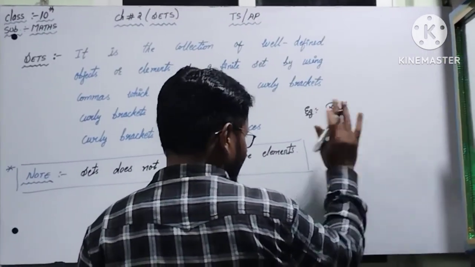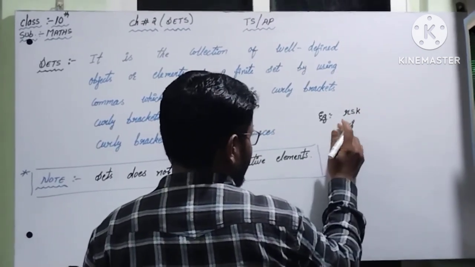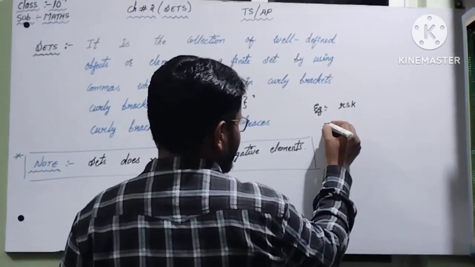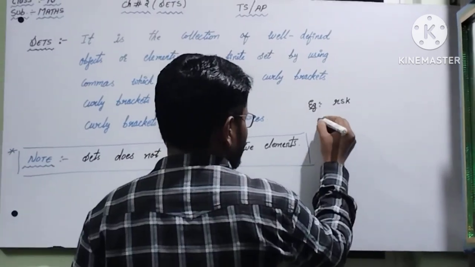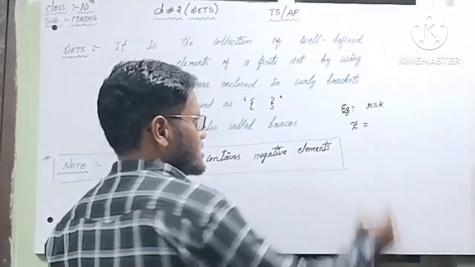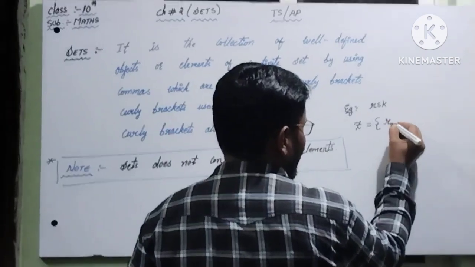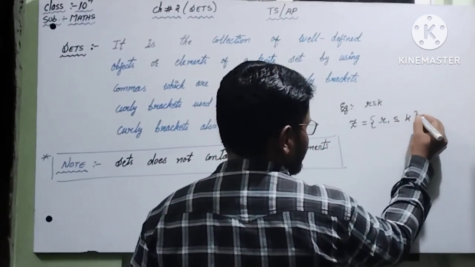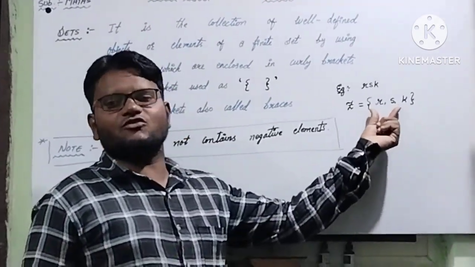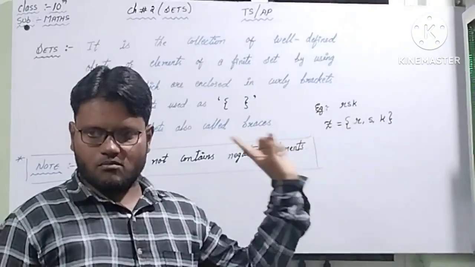These are small letters, I said. So RSK, and any alphabet you can use for this RSK. Let's use Z. Z is the set. Set Z contains these three elements. You have to use braces, curly brackets, and write these elements as R, S, K, using commas in between the elements. So now this is in roster form.